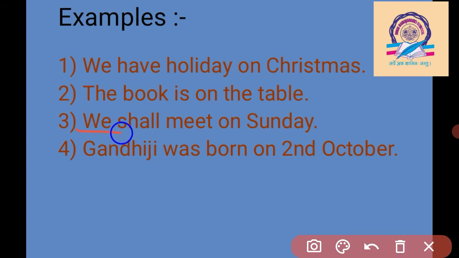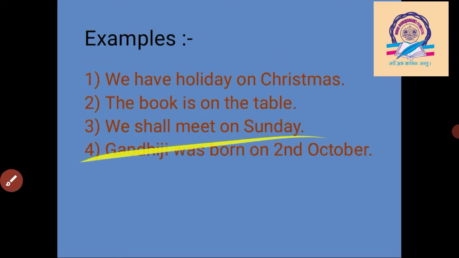Then, we sell meat on Sunday. On Sunday, on Tuesday, on Wednesday. Before a particular day, we have to use the preposition "on". Gandhiji was born on 2nd October. So on 2nd October, on 15th November, etc. Before these dates we have to use the preposition "on".